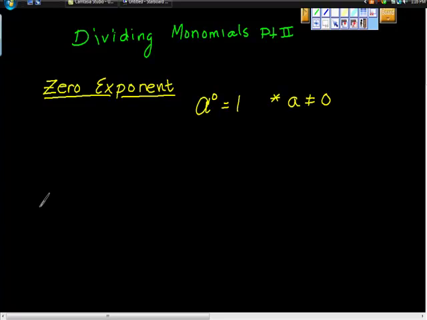Okay, back to dividing monomials. Here we are, part two. This is an idea that throws people off really badly, but if you stop and think about it, just apply some arithmetic to it. It's not too bad at all. It's not hard to believe at all.